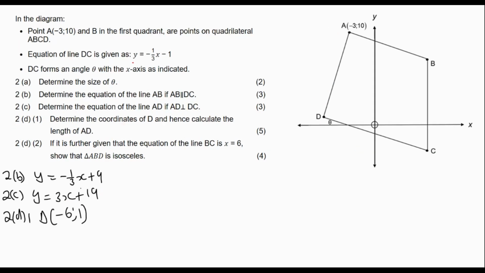We haven't answered the question. It says, and hence calculate the length of AD. So we want the length of AD. The coordinates of D I found are (-6, 1). So we're going to use the distance formula. AD is equal to the square root of (-6 minus -3) squared plus (1 minus 10) squared. Then put this in the calculator. AD is equal to 3 root 10.